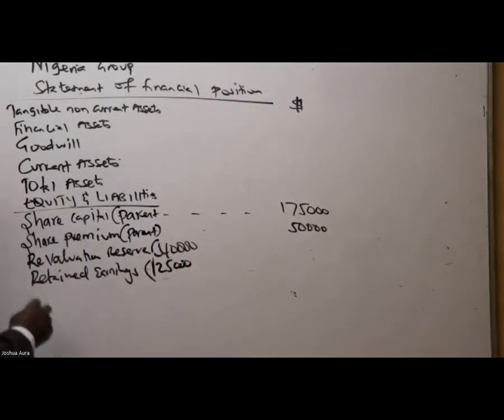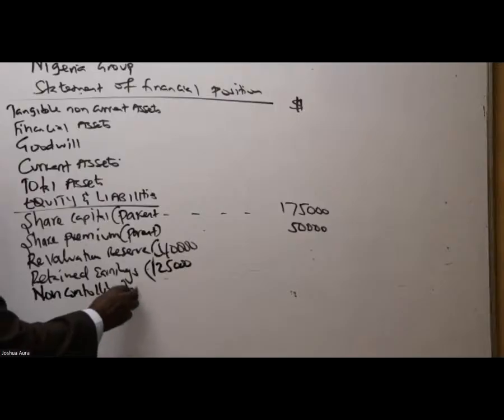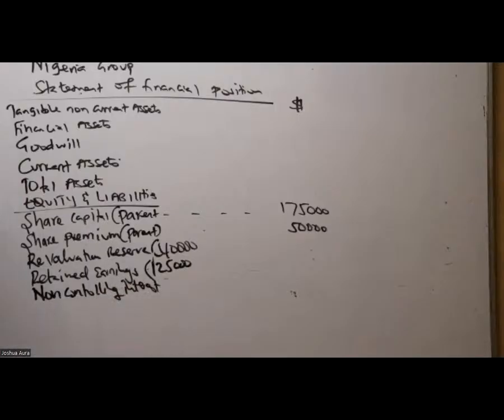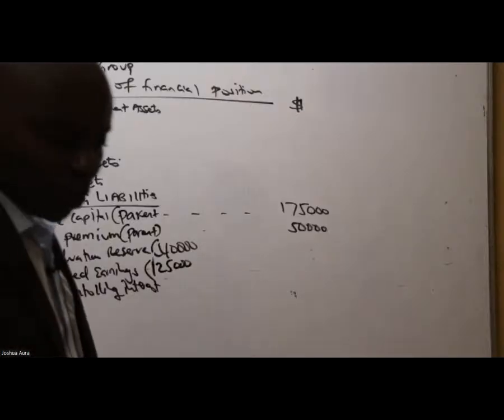Under equity, don't forget the non-controlling interest has to come there. Non-controlling interest is part of permanent source of funds. So that's non-controlling interest. And from there, we go to the liabilities. So liabilities, what do we have?